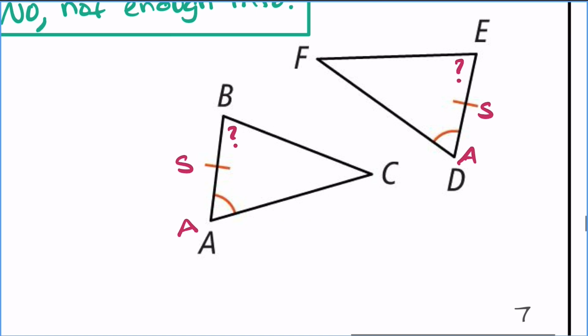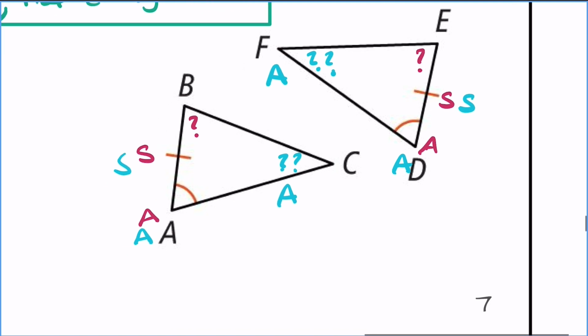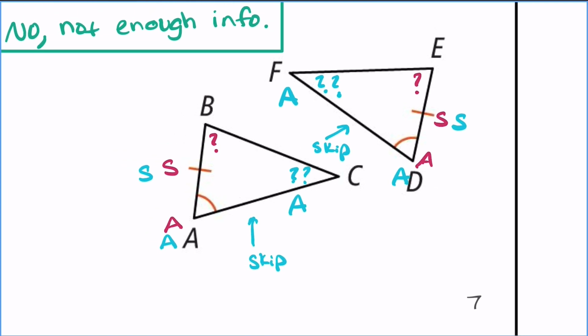So I can't use angle B. Instead, I'll use angle C and F. Because for this one, it would go angle, side, and angle, side, side, where this is the skipped side with no inclusion, and this is the skipped side with no inclusion. So angle F and angle C is what I'd be looking at.